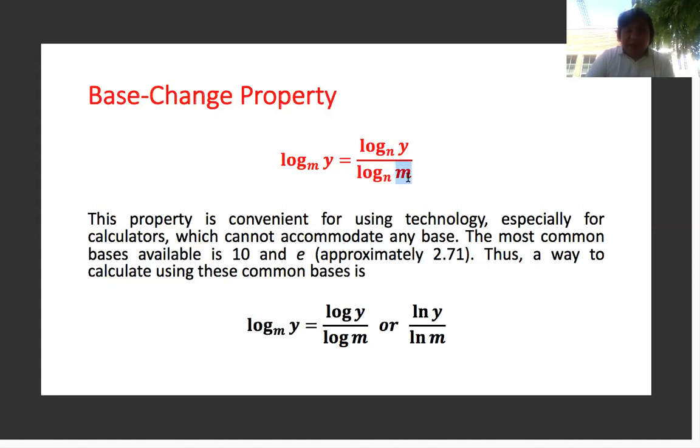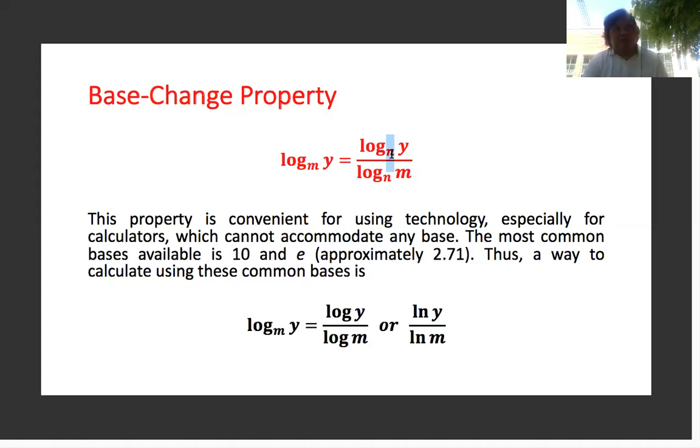This time, you're taking the logarithm of the original base, and then the new base is equal to the same base you had for your numerator. Now, what is the purpose? What is the use of the base change property? The base change property is useful because ordinary scientific calculators do not have the ability to change into a convenient base.